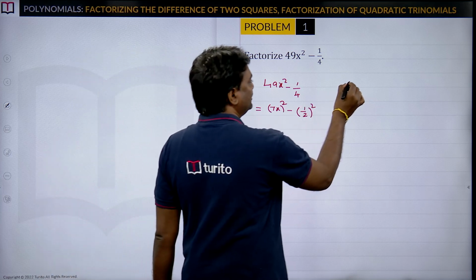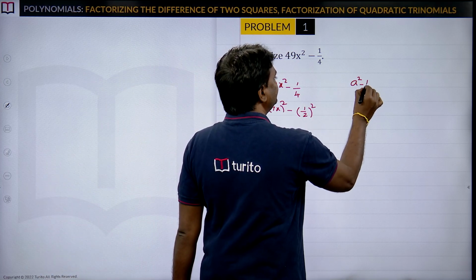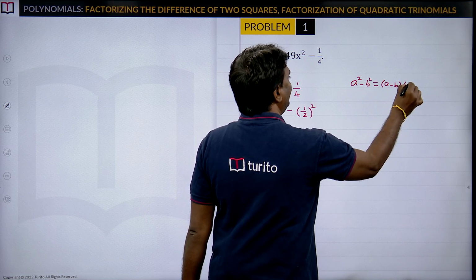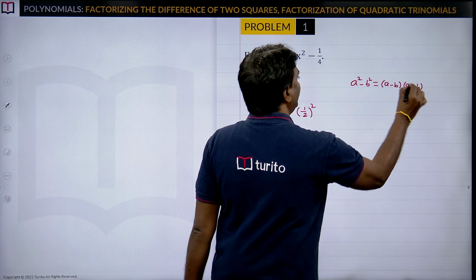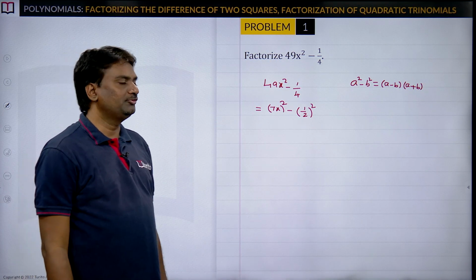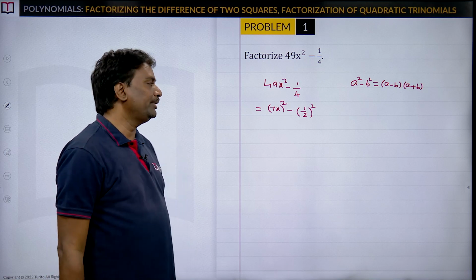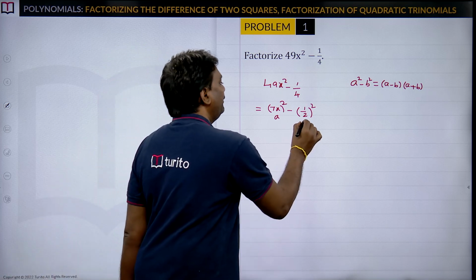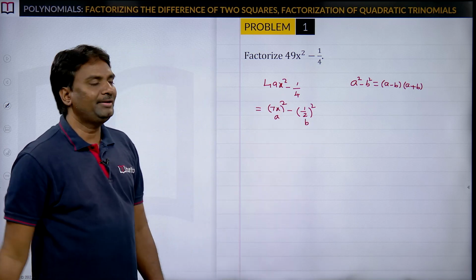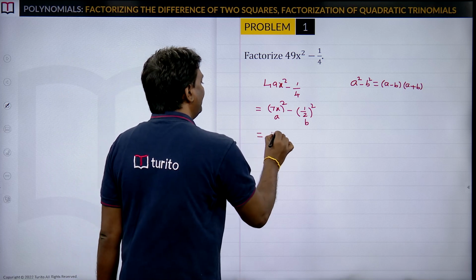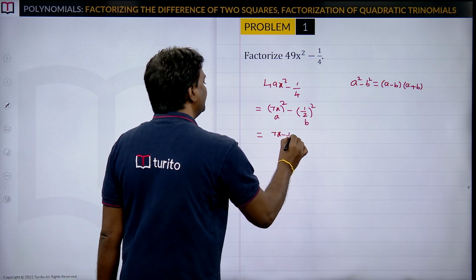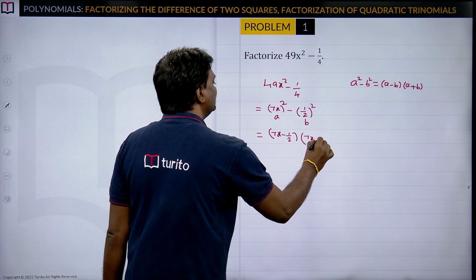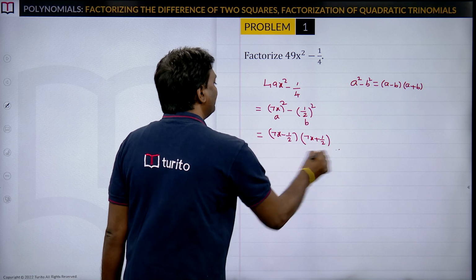Just as we have discussed, a square minus b square equals a minus b into a plus b, where in place of a we have 7x, and in place of b we have 1 by 2. By applying that formula, a minus b is 7x minus 1 by 2, into a plus b, 7x plus 1 by 2.